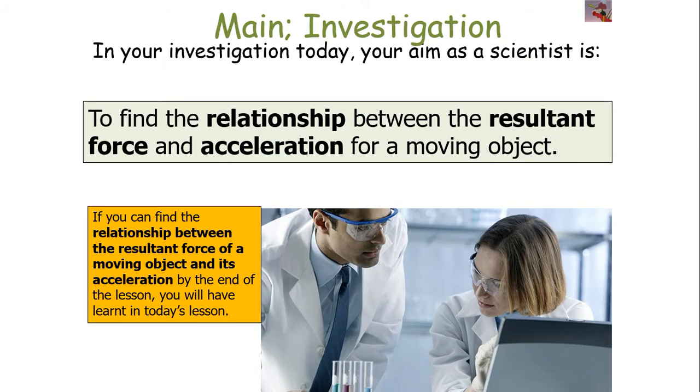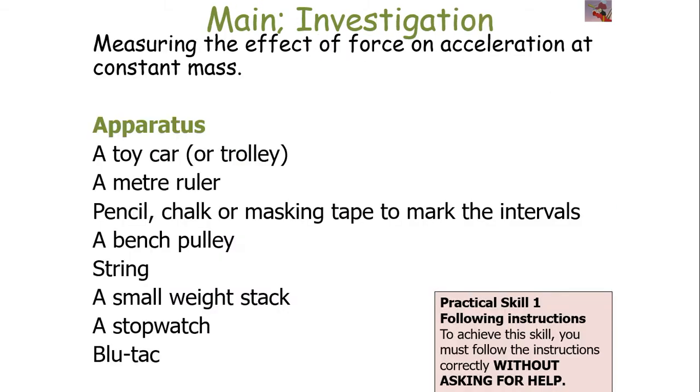Now, what we're going to do is try and find the relationship experimentally between the resultant force and acceleration for a moving object. So if you can find the relationship between the resultant force of a moving object and its acceleration, you've achieved the aim of this required practical. So what do you need? You will need a trolley, a meter ruler, a pencil, chalk, masking tape to mark the intervals, a bench pulley, string, a small weight stack, a stopwatch and a blue tack.